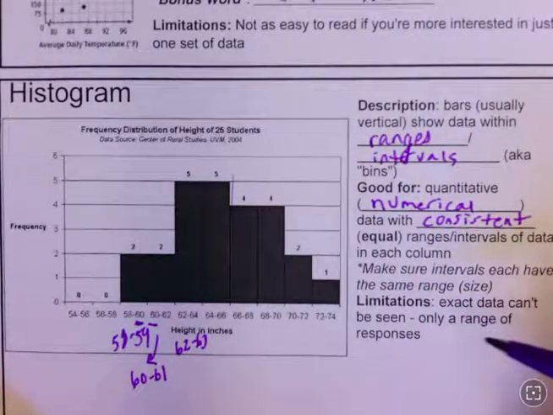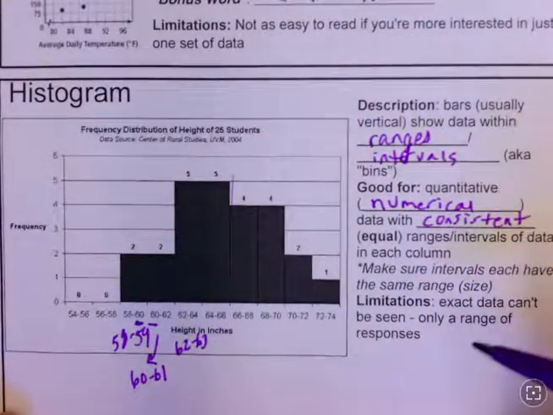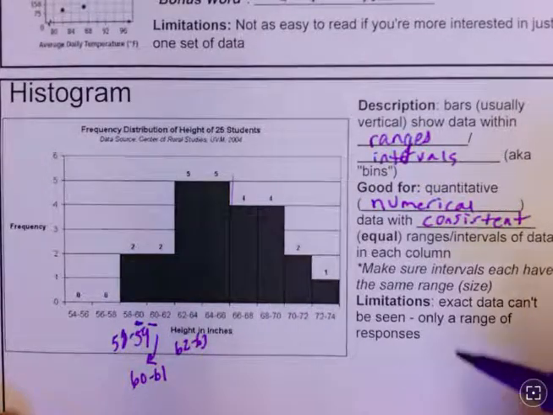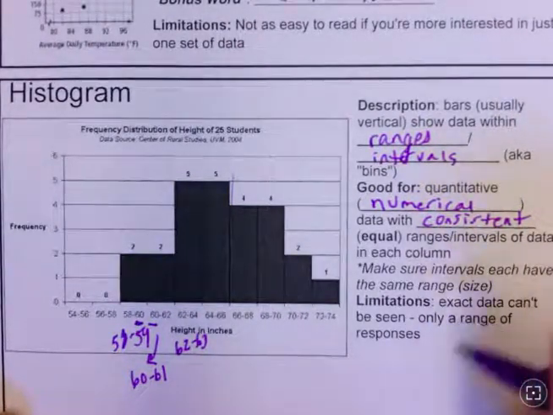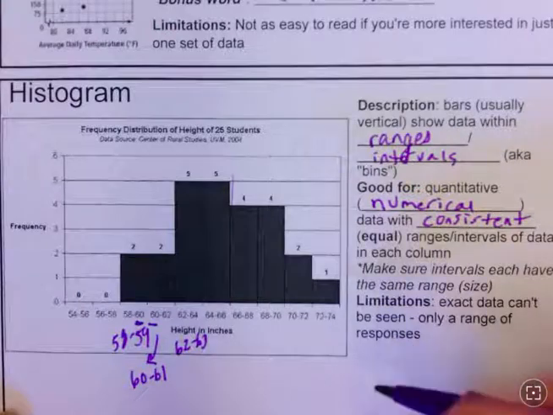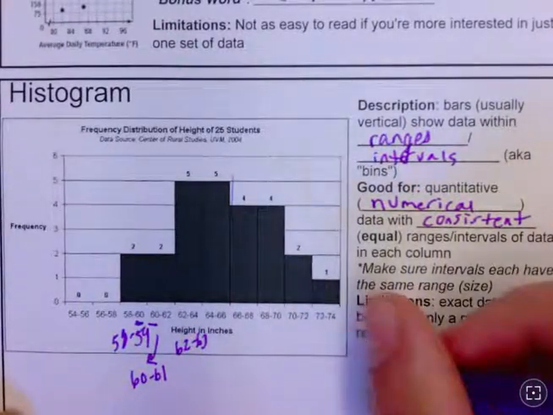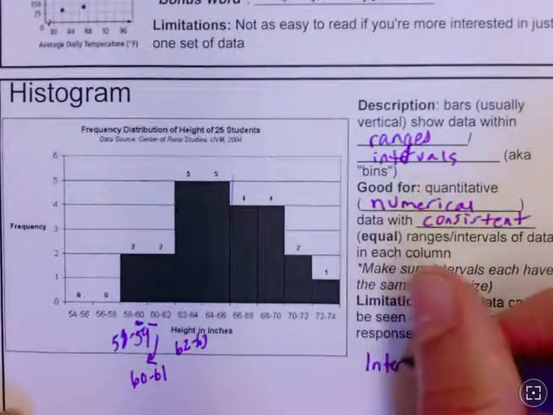So limitations, exact data can't be seen. There's only a range of responses. And the other limitation I would say is a challenge is that interval size can be a little tricky to figure out.